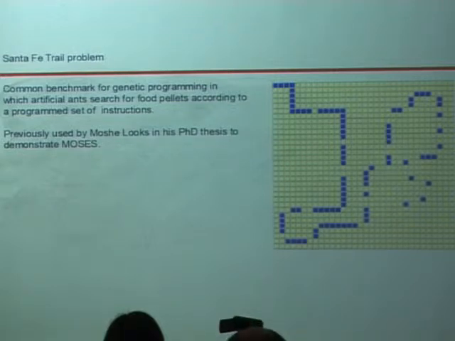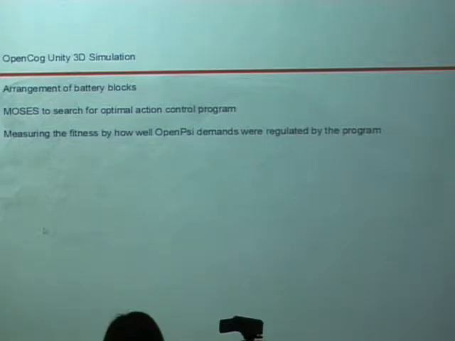Moshe Looks, who developed the Moses algorithm, used this as one of his test scenarios in his PhD thesis to evaluate the performance of Moses against other previously known algorithms. Now, what I was thinking is we could use this similar problem to evaluate multiple components of the OpenCog framework together and see how they work together.